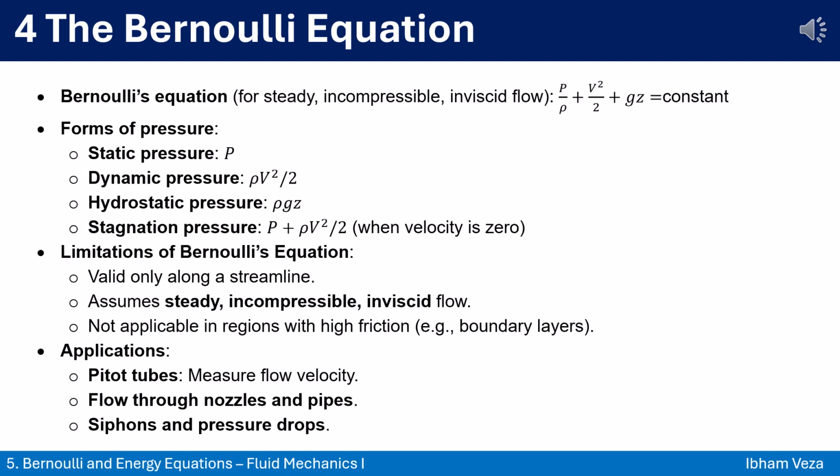Now, a word of caution. Bernoulli has limits. It only works along streamlines and assumes no viscosity or compressibility. So don't apply it where friction matters, like boundary layers or swirling flows. Despite this, its applications are everywhere, from measuring flow speed with pitot tubes to analyzing nozzles, pipes, siphons, and pressure drops. It's one of the most elegant tools you'll use if you respect its assumptions.